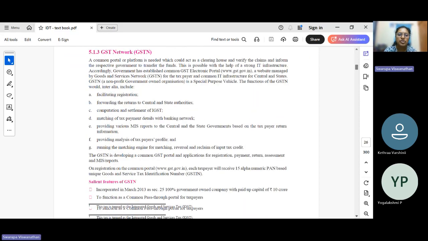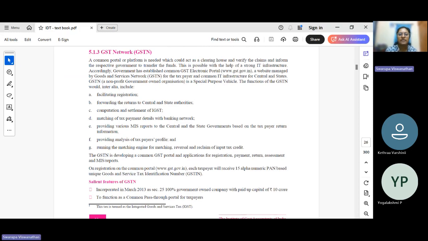Then we come to GST network. GST network, this was a question, I think in December 23, you were asked a question on what is GST network. What are the features of GSTN? So GST network is a platform that helps the suppliers, the taxpayers to file their returns. It provides the required IT infrastructure that is required for filing of returns for administration of GST.